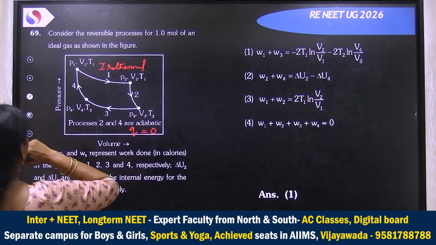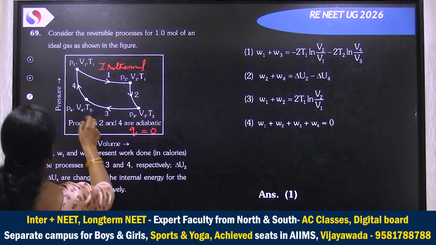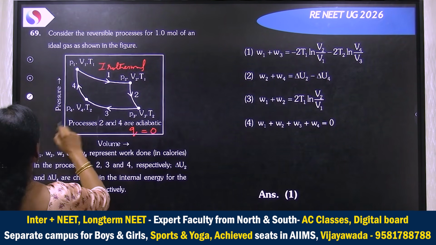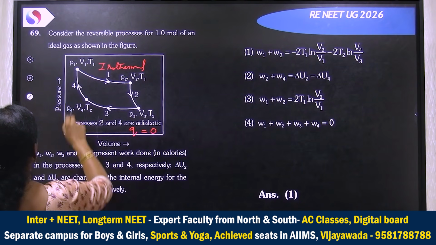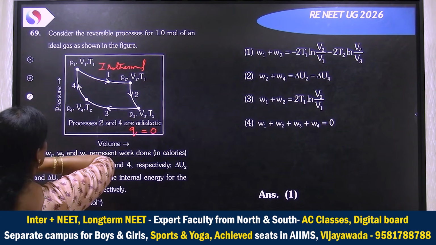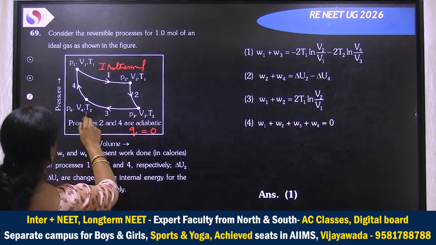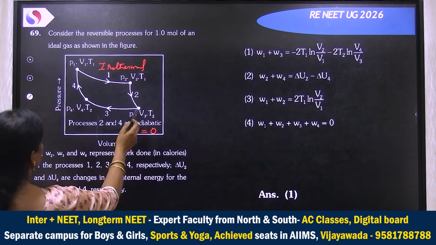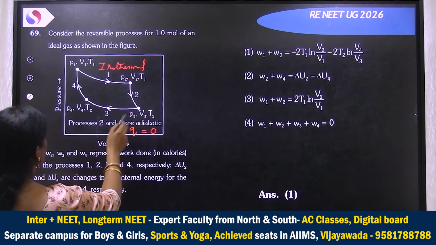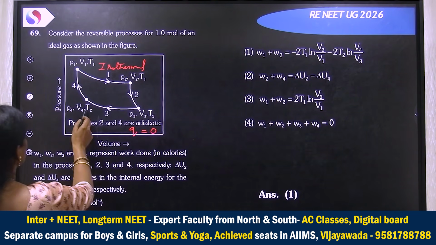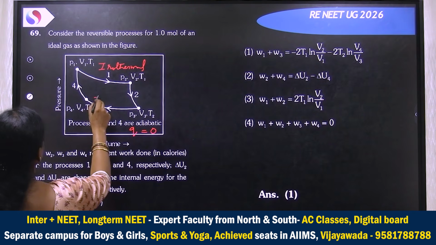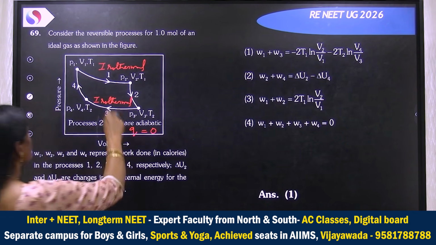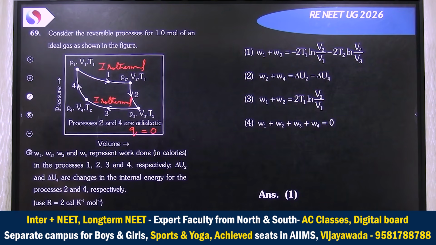Again, 3 to 4, temperature T2. Fourth step, T2, T2. The fourth is already an adiabatic process. So next, the third step: it is again temperature T2, here also temperature T2. So again it is an isothermal process. So 1 and 3 are isothermal processes.